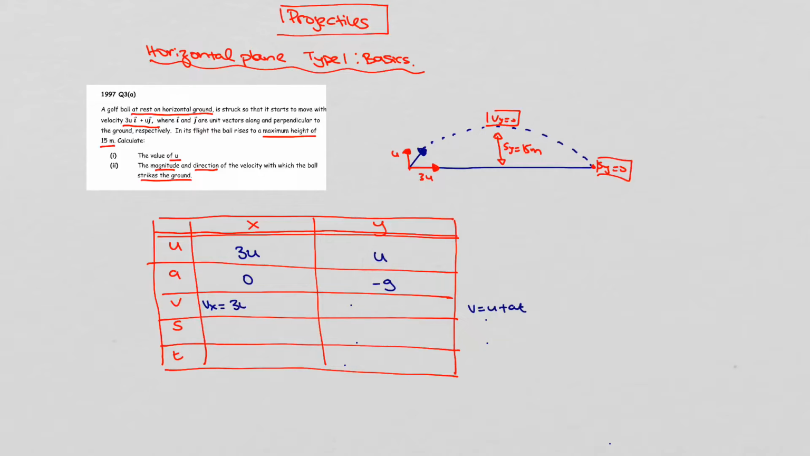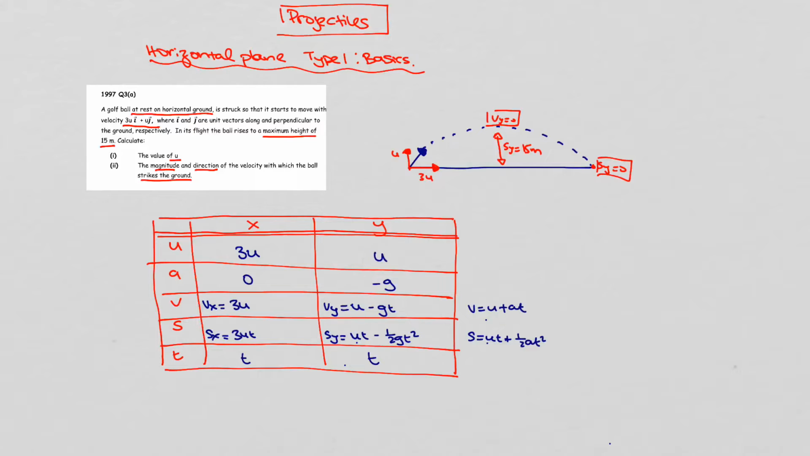Remembering that v is equal to u plus at, that gives me v in the x direction is equal to u, in this case just 3u, plus at, so 0 times t is 0, and v in the y direction will be u minus g times t. s is equal to ut plus a half at squared. So s in the x direction will be 3ut, and again a half at squared will be 0, and s in the y direction will be ut minus a half gt squared, and t is our time.